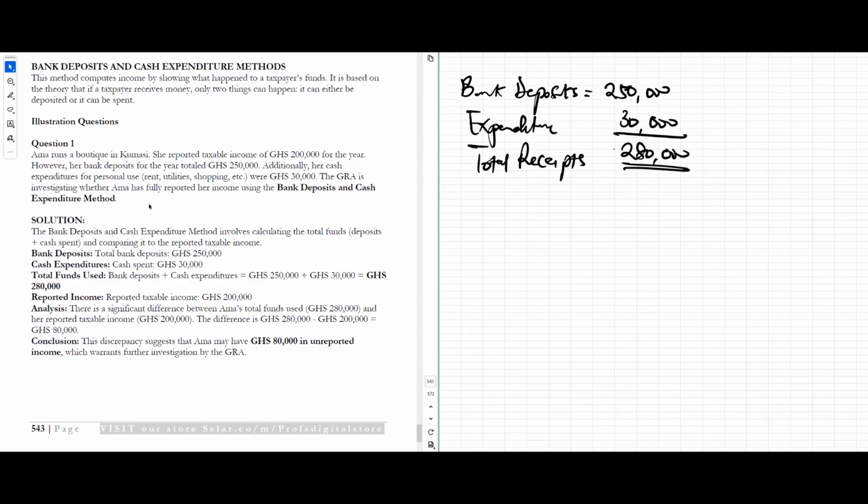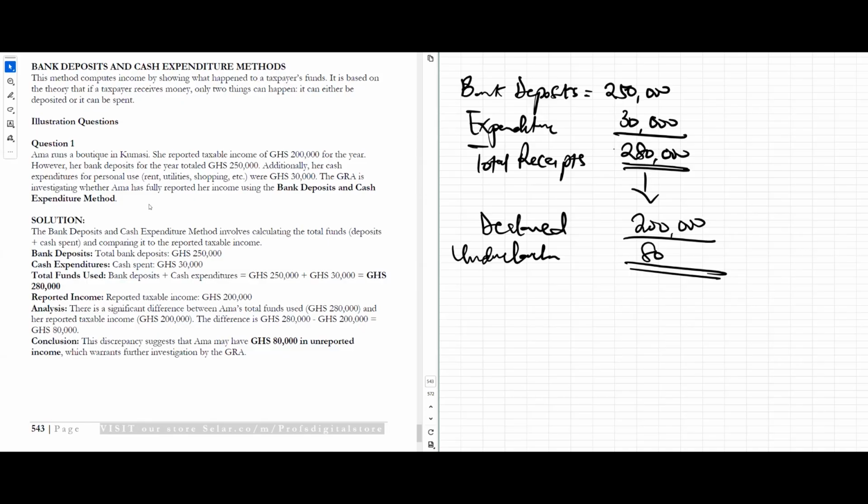But how much was declared to GRA? 200,000. So does this method make sense now? So it means how much has she not declared? 80,000. So this is an under declaration of 80,000, meaning this constitutes a declaration risk. You see how tax audit is very simple. When you understand it, it's straightforward. I hope it makes sense.